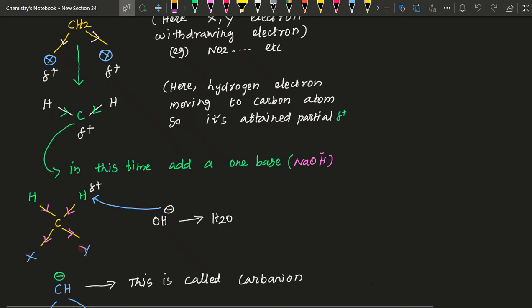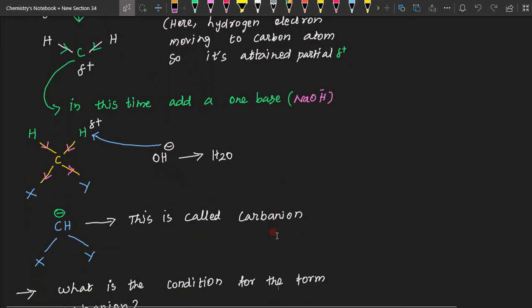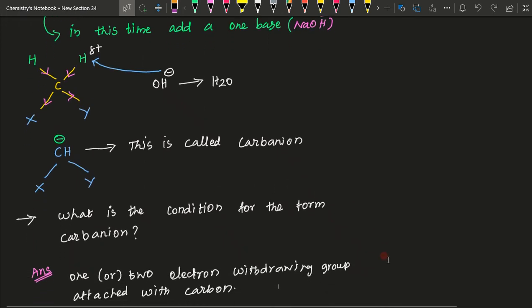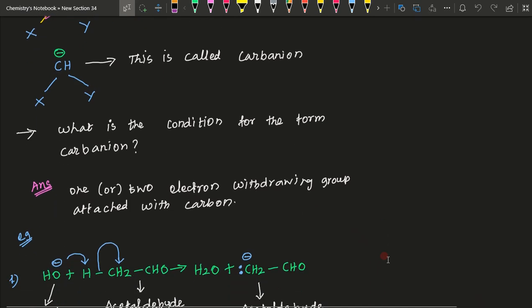Here the X group and the Y group. This carbon pulling the one electron from both hydrogens. See below. So this carbon attained negative charge. This is called carbanion. See, what is the condition for forming carbanion? See the condition. Answer: one or two electron withdrawing groups attached with carbon.